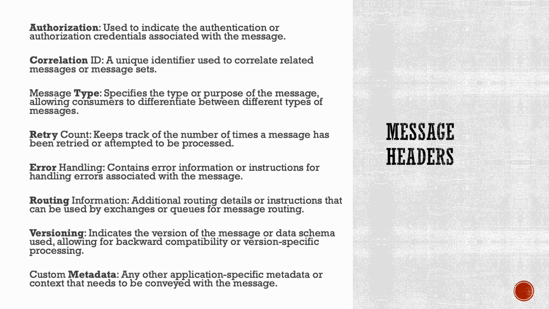Versioning, indicates the version of the message or data schema used, allowing for backward compatibility or version-specific processing. Custom metadata, any other application-specific metadata or context that needs to be conveyed with the message. Remember, these are just examples, and the actual headers you use will depend on the specific needs and design of your application. You are free to define any custom headers that provide value and serve your application's requirements.